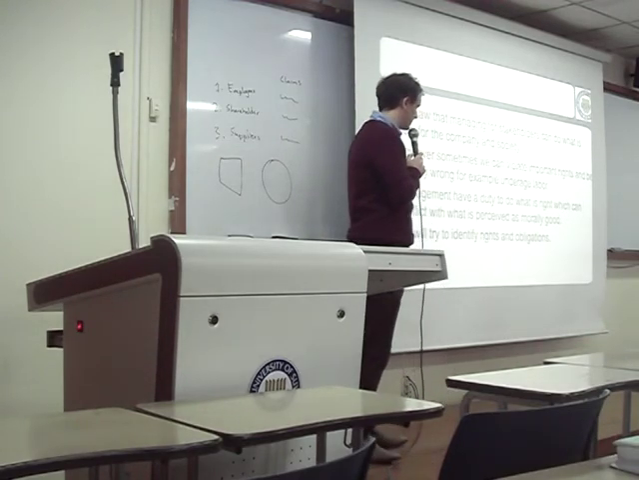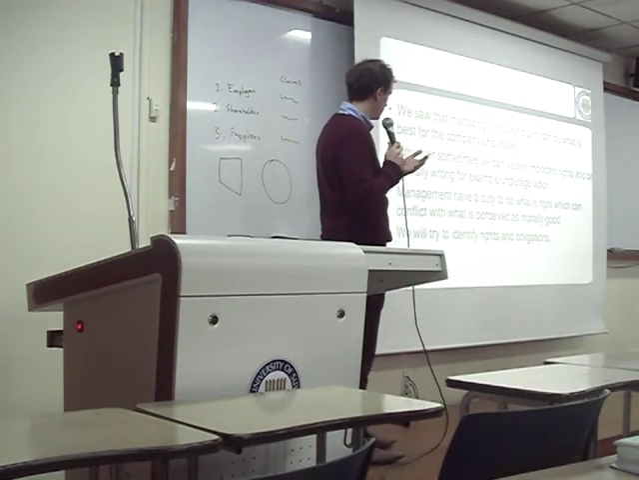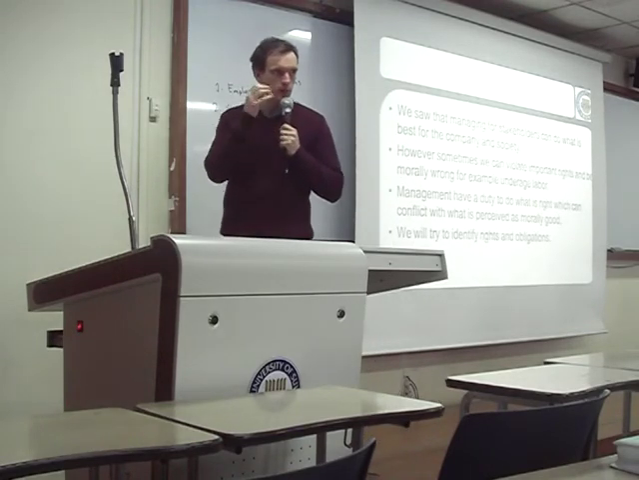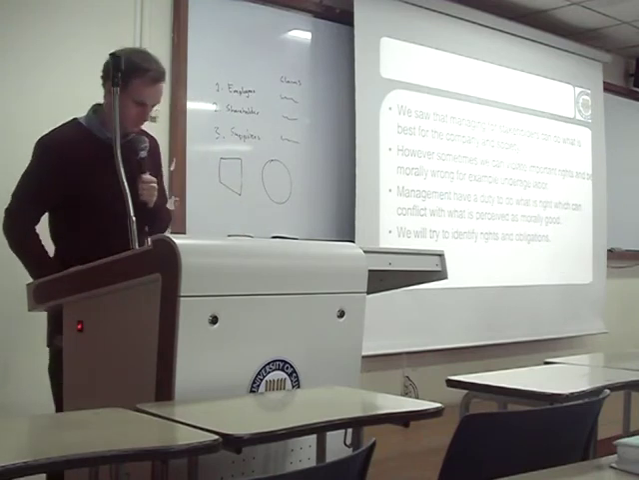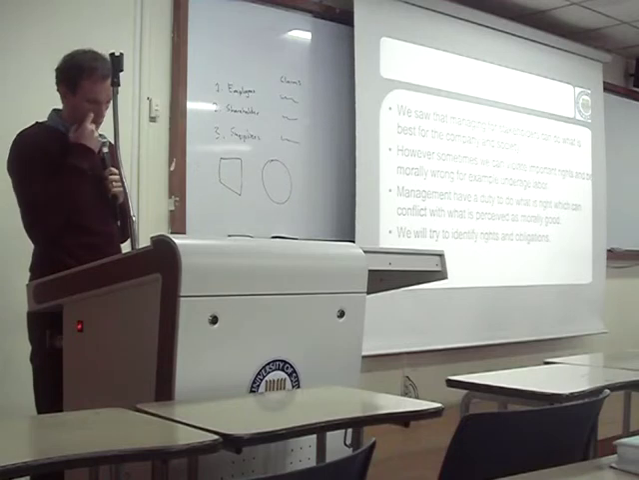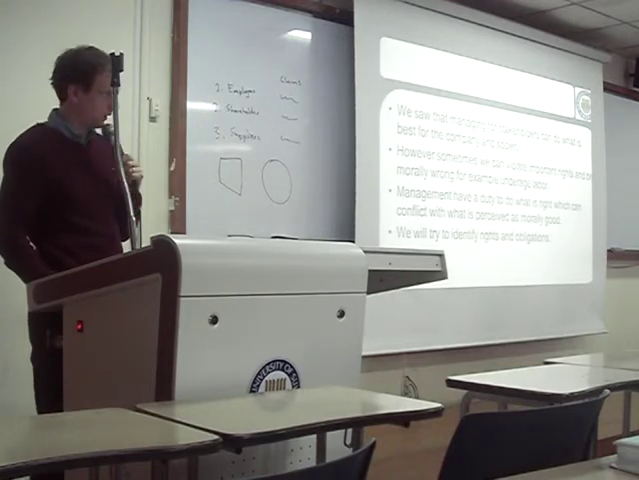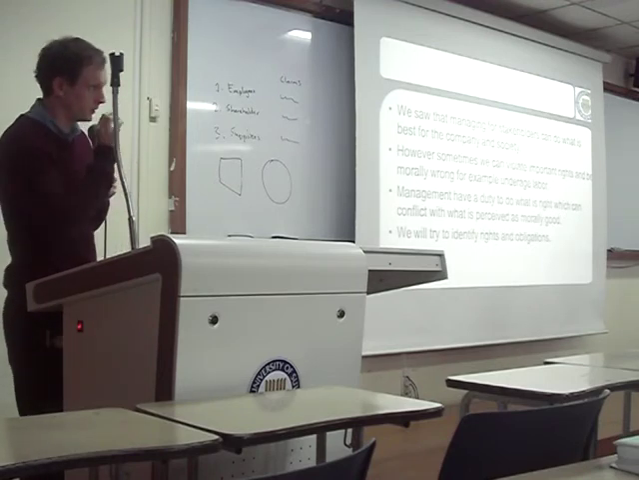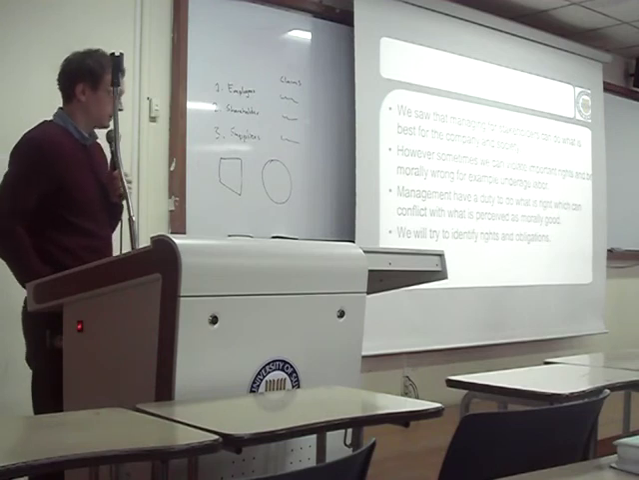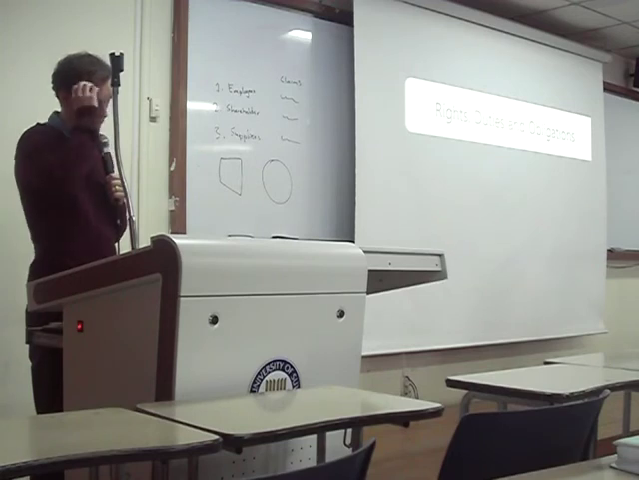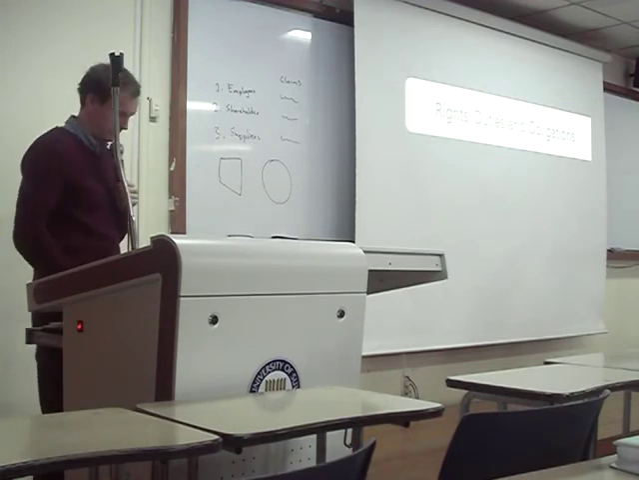And management have the duty, just like I said, I have the duty in this case, to do what is right. So people sometimes have a duty, it means an obligation, you have to do the right thing. Okay? This can conflict with what is perceived as morally good. So we are going to try and identify the rights and obligations of stakeholders and companies. Okay? What are the rights and what are the obligations? So this will be chapter 2 of the book. We'll look at it in the next class. Okay? So then let's finish there for today.